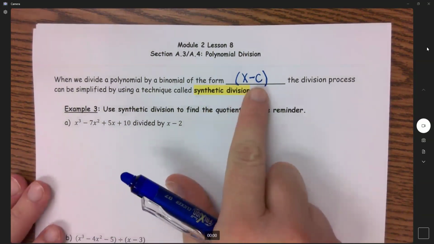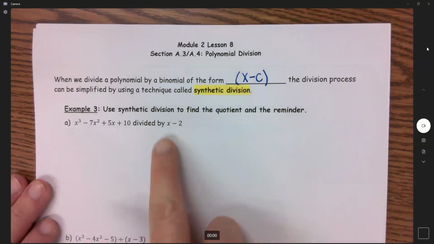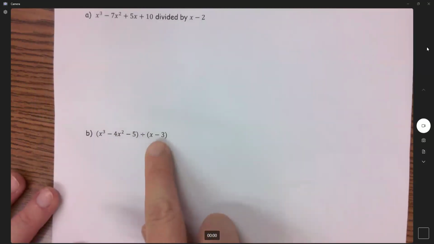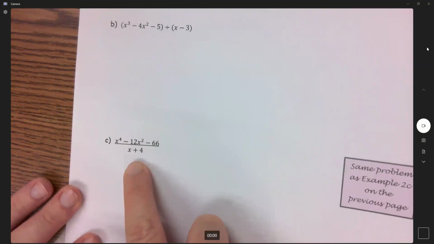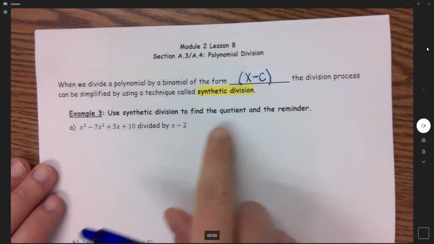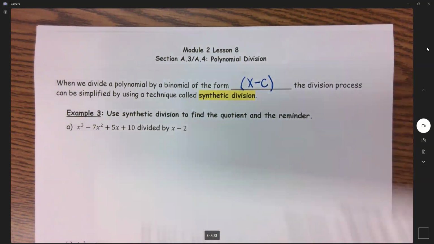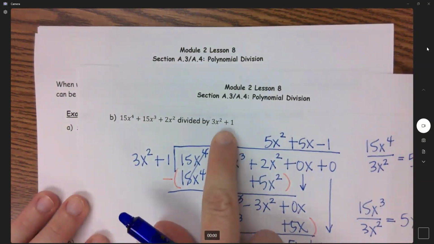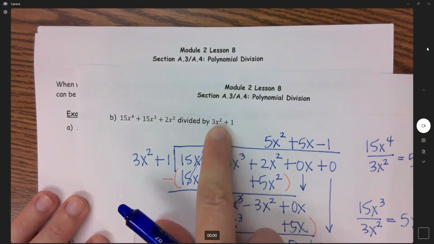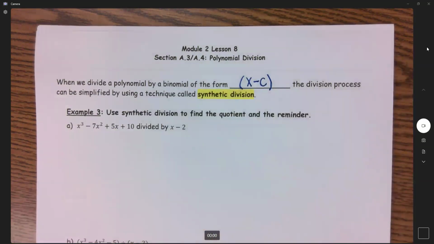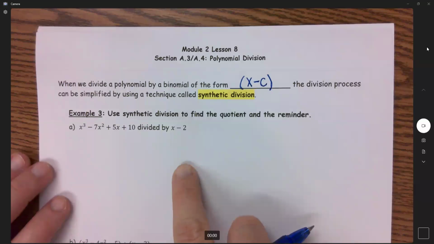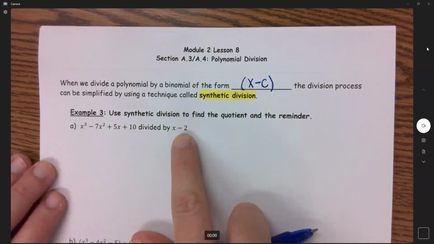Because synthetic only works when we're dividing by an x minus c, so here x minus 2, x minus 3, and then x plus 4, we have to still know how to use long division. For example, on example 2b, I cannot use synthetic division here because of that x squared. So here, you have to use long division. You have no other option. But if our polynomial is in this form of x minus c, we'll use synthetic.